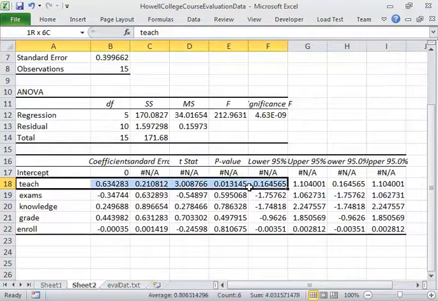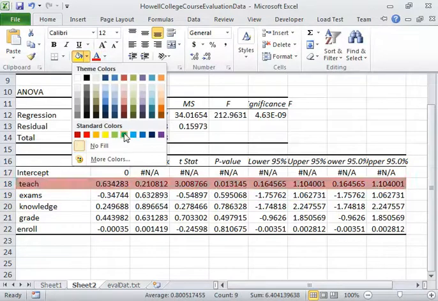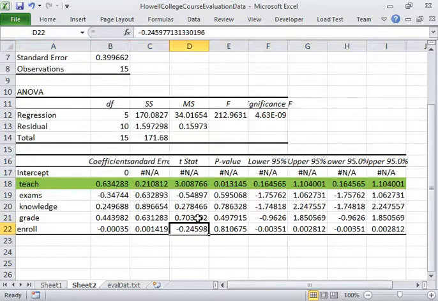So teaching is our factor that is both the best indicator of overall rating, and it has the greatest impact on the overall rating.